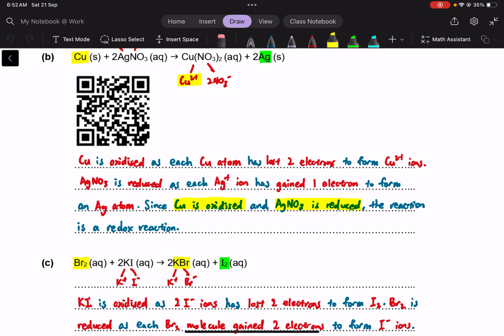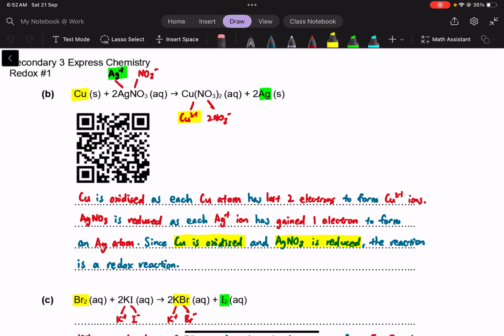Okay, let us move on to the last 2 questions. Similarly, for your silver nitrate solution, we split it into the silver ion and the nitrate ion. Whereas for the product, we split the copper nitrate into its copper 2 plus ion and the nitrate ion. From here, you can realize that copper is oxidized, as each copper atom has lost 2 electrons to form the copper 2 plus ions. Then silver nitrate is reduced because each silver ion has gained 1 electron to form a silver atom.